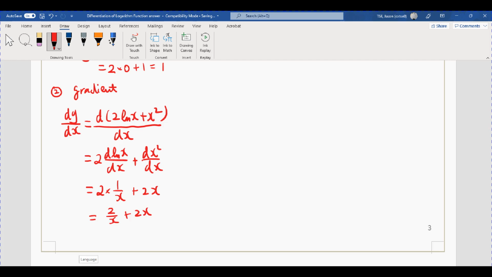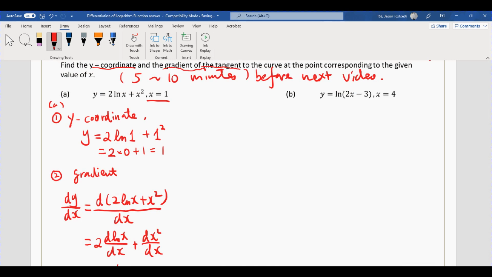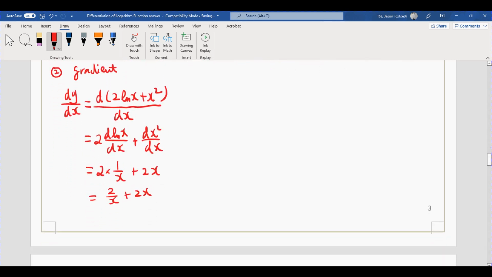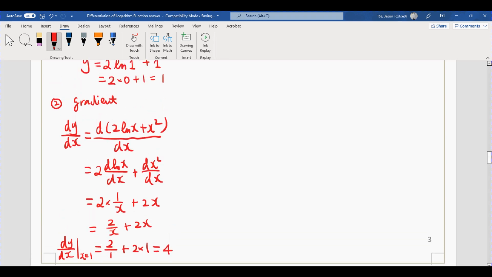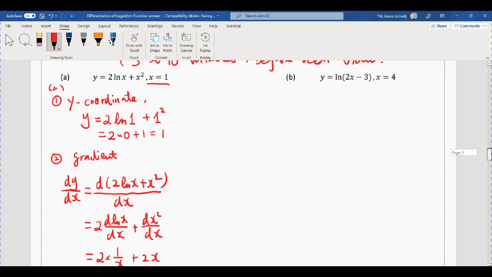So a better way to write this is like that. That's the gradient of the tangent at point x, but it's not specific enough because we've been given that x is 1. So to find the gradient, you need to do the substitution. I write x equals 1 into the derivative. So that's 4. That means the gradient at the point (1, 1) is 4. Okay, that's for part A.